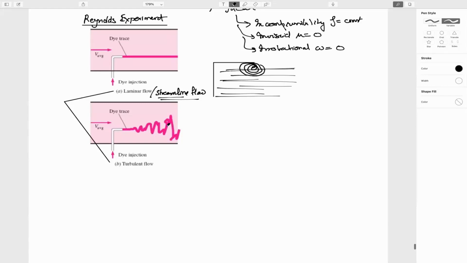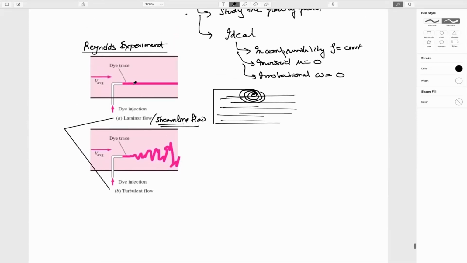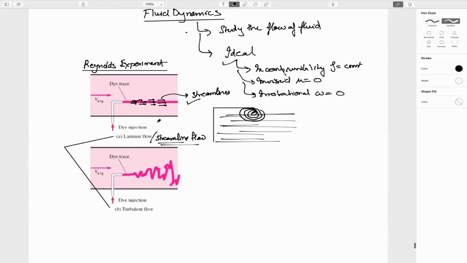And why is it not a streamline flow? Because a streamline or laminar flow is one where the velocity vectors are always parallel to each other. If we draw a tangent to the velocity vector as the fluid flows in this direction, it will always be parallel. That's why we call it streamline flow, and these are called streamlines. So as a part of the course, we are only interested in ideal flow and streamline or laminar flow.